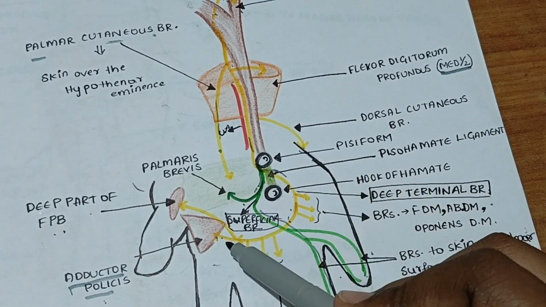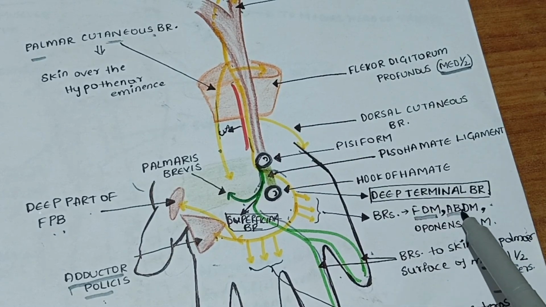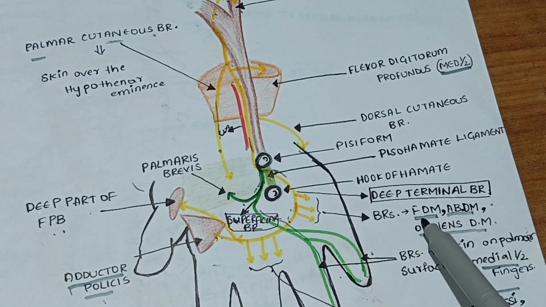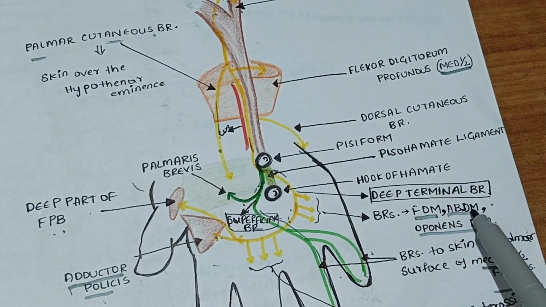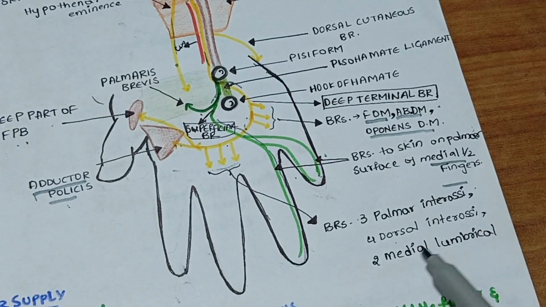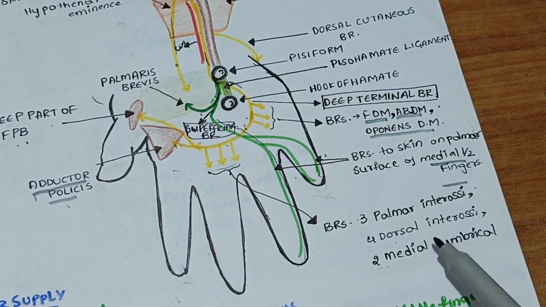When it is crossing the palm region, it is going to give branches to flexor digiti minimi, abductor digiti minimi, and opponens digiti minimi, and also giving branches to 3 palmar interossei, 4 dorsal interossei, 2 medial lumbricals.